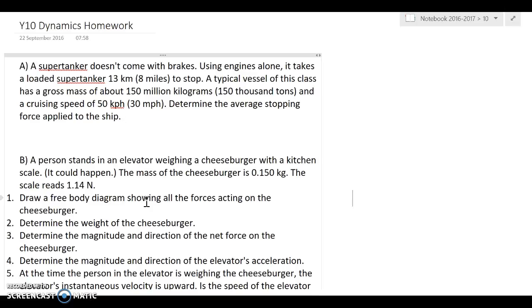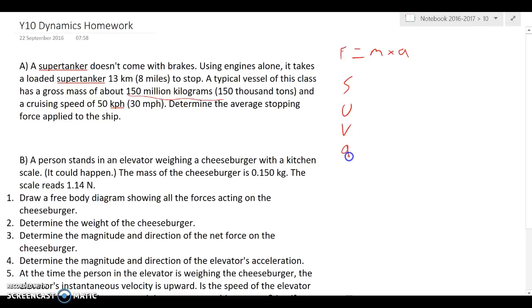So we need to determine the force which is applied to the ship in order to stop it. Now we need to use the equation force is equal to mass times acceleration. We know the mass of the ship already, it's given in the question, but we need to work out what the acceleration is. You need to do that.